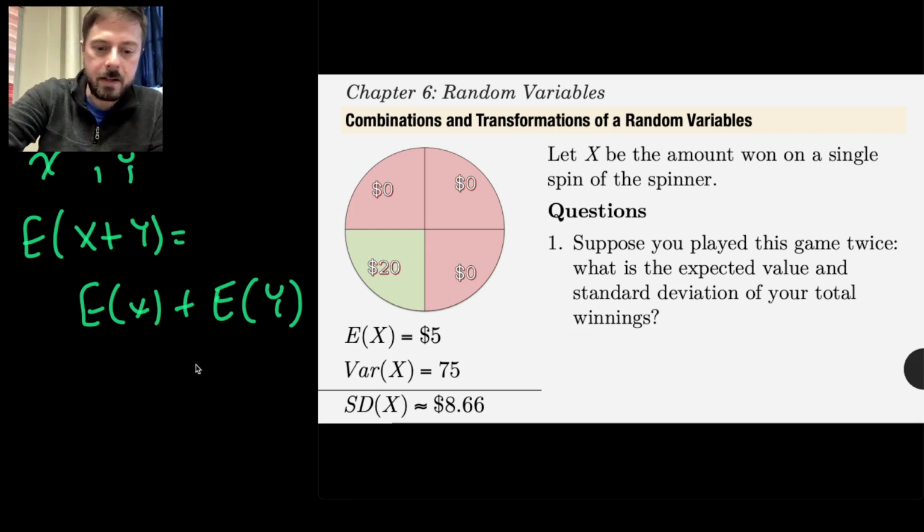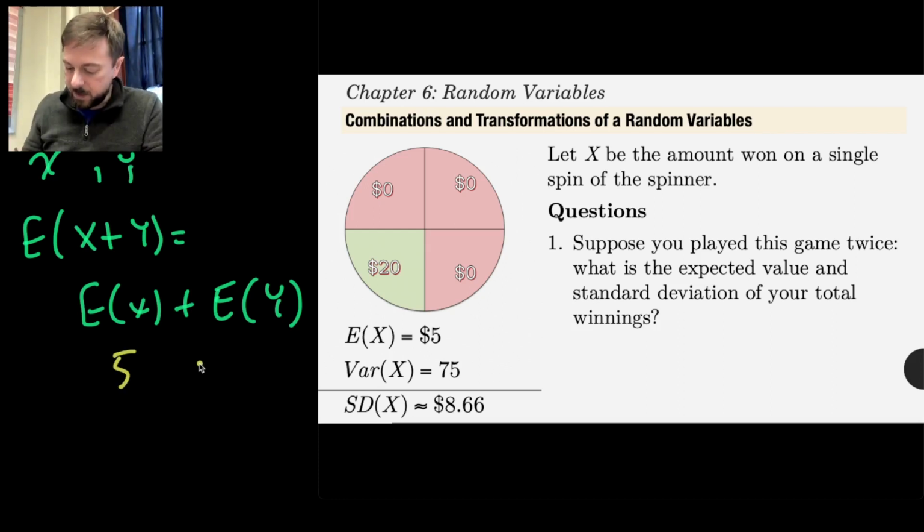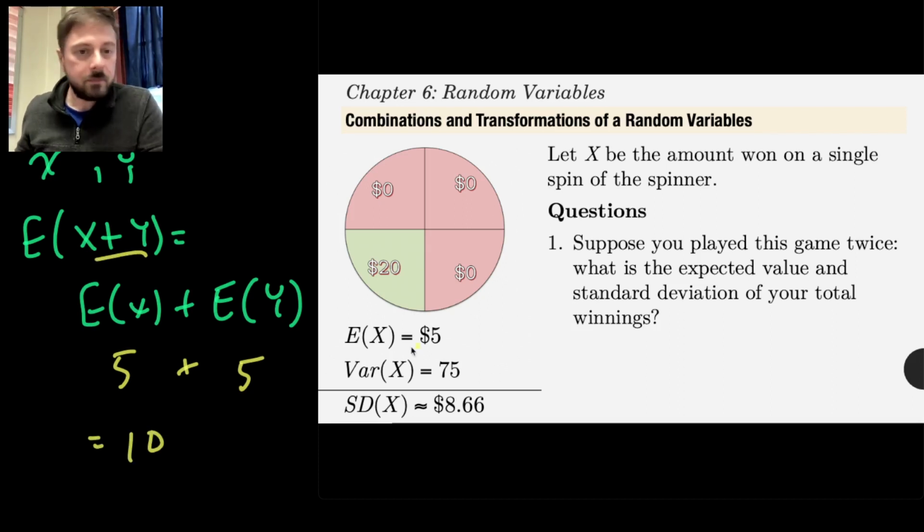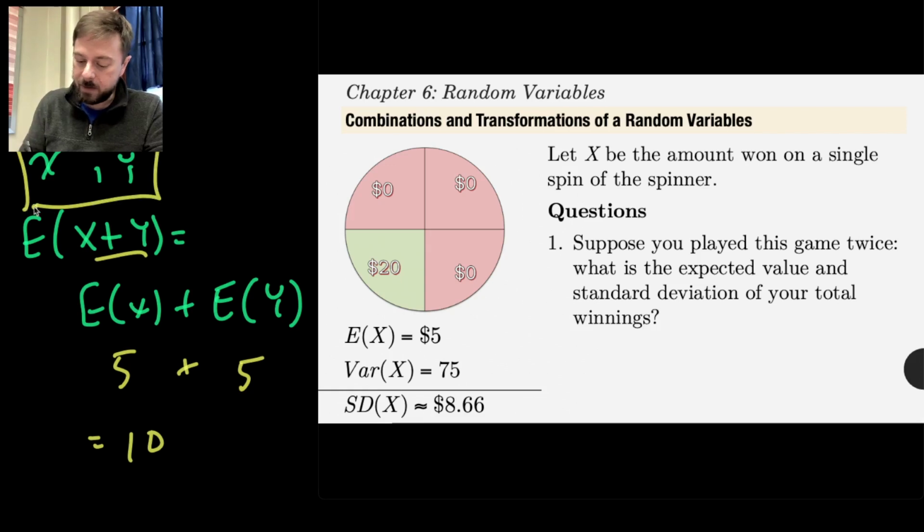Let me get a different color. The first time you played, the expected value was 5. The second time you played, the expected value was still 5. And so the expected value of the sum of your two plays should be 10. That makes sense. Nothing too shocking there. This formula is very intuitive, and it's true for any two random variables, x and y. You can always add the expected values to get the expected value of the sum.